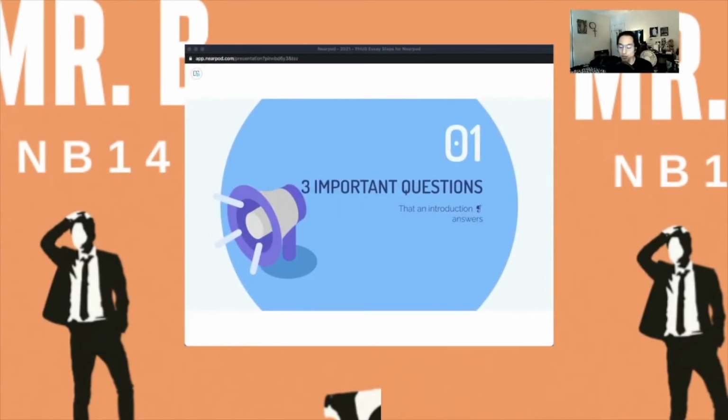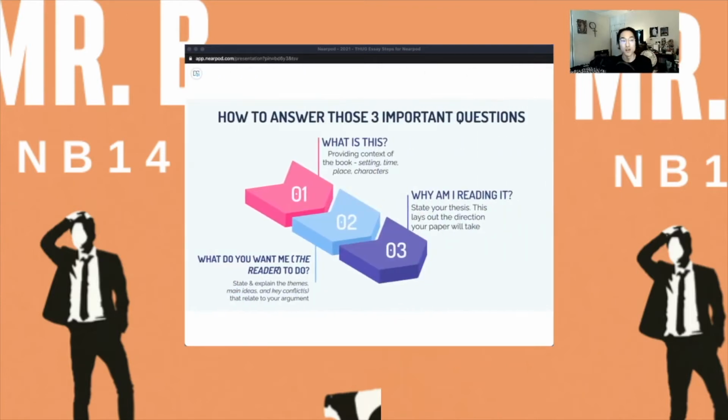All right, so continuing on the introduction paragraph. 3 important questions that the introduction paragraph answers. Number 1, what is this? Number 2, what do you want me, the reader, to do? And number 3, why am I reading it? So for each of these questions, they answer one thing in particular that helps build the introduction paragraph out.